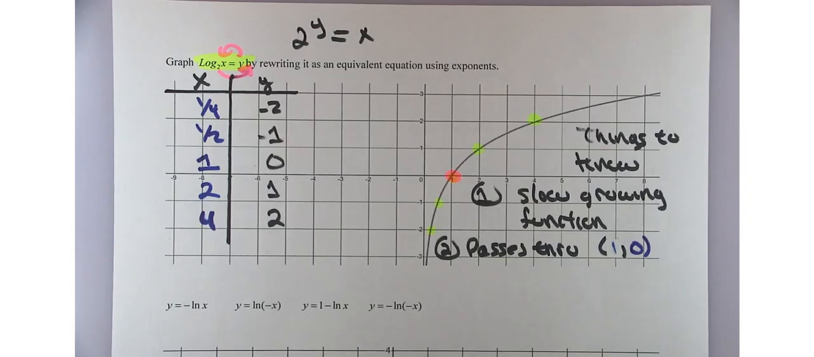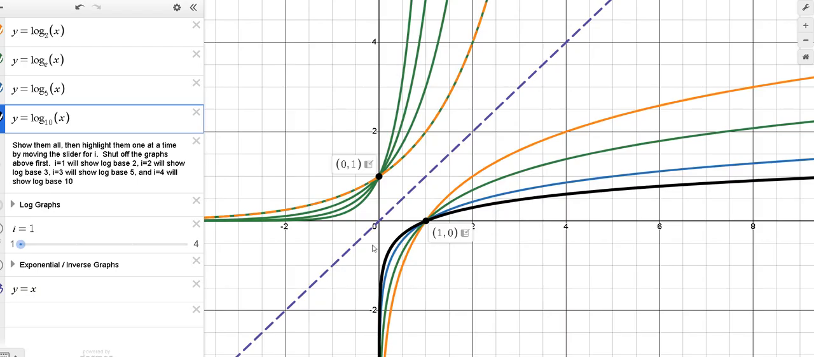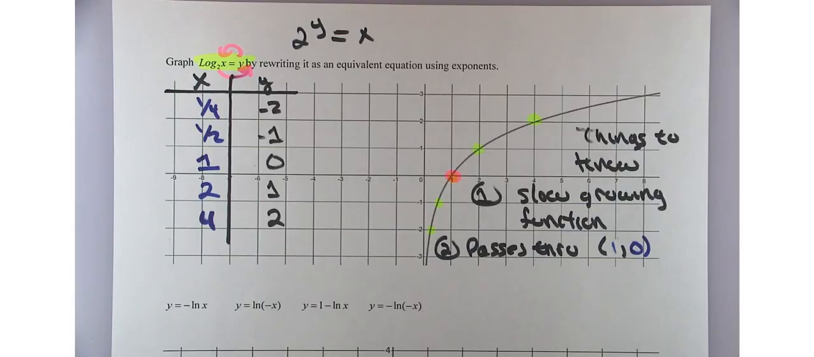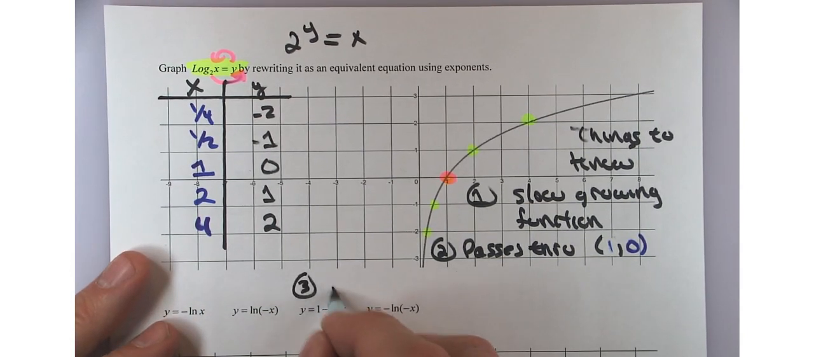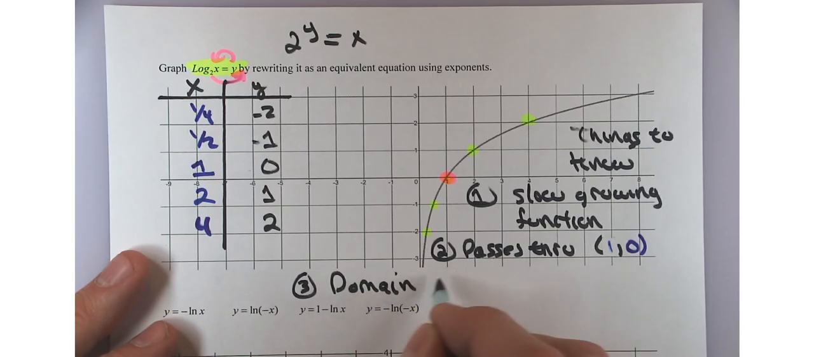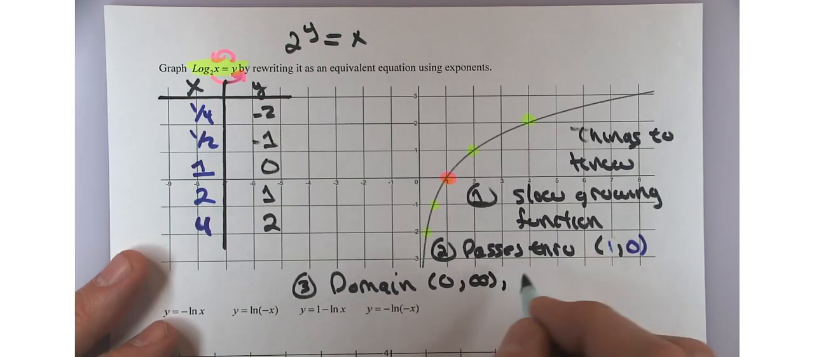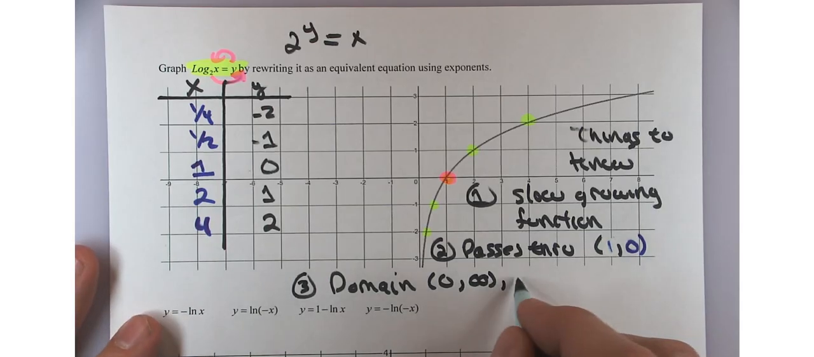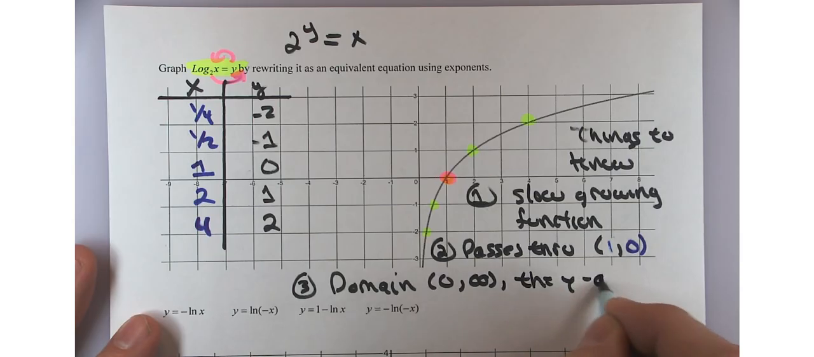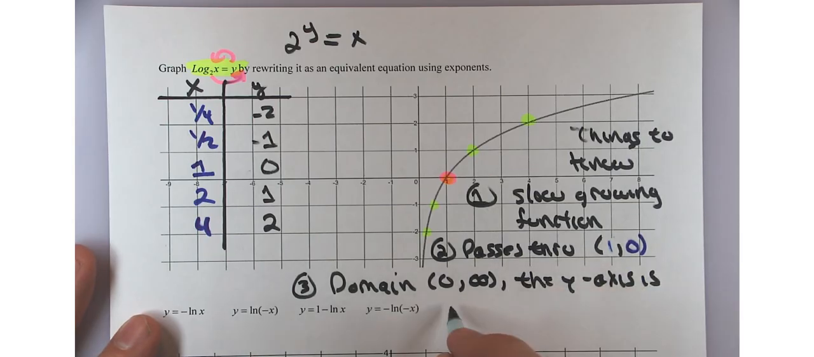Just like its cousin on the opposite side of line y equals x, never quite touched the x-axis, our graph here never is going to touch the y-axis. So the domain of this function is 0 to infinity. And this line, the y-axis, is a vertical asymptote.